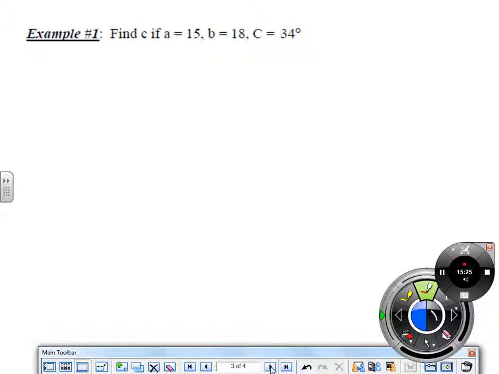It says find c if a equals 15, b equals 18, and C equals 34 degrees. Now, I could draw a picture, but do I know for sure by the given information that I've been given two sides of the triangle and the angle in between them? Based on the letters, yes. Because they didn't give me side c, so they had to have given me the other two sides of the triangle that are not across from angle C, which means they must be surrounding angle C.